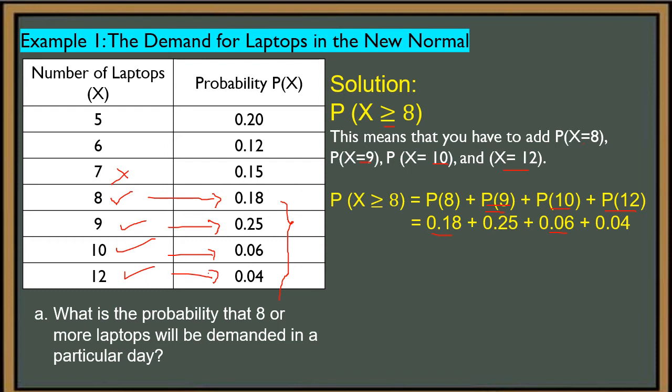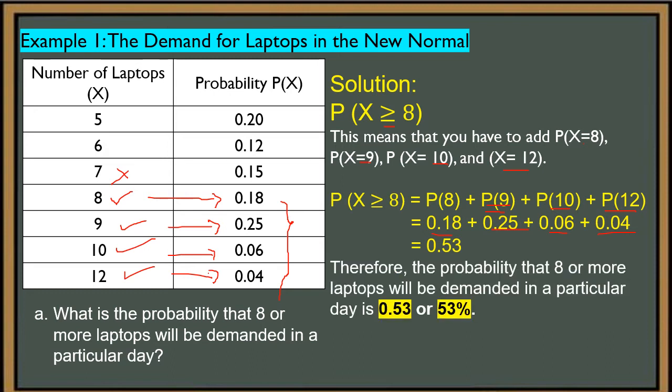So we simply add these probabilities to get the result. If you have your own calculator, you can use it, or you can do it manually. As a result, the sum is equal to 53 hundredths. Therefore, the probability that 8 or more laptops will be demanded in a particular day is equal to 53 hundredths, or simply 53%. How do we get 53%? You simply multiply 53 hundredths by 100 and add the percent symbol.